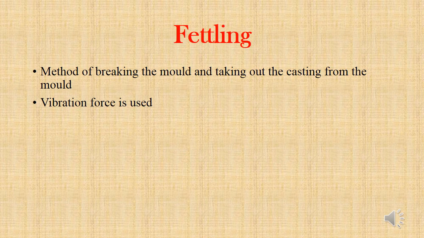Fettling is the method of breaking the mold and taking out the casting from the mold. The solidified casting along with the mold is left on the vibratory machine. The vibrational force breaks the mold slowly. The molding boxes will be sent for remolding and finally the casting is sent for inspection.